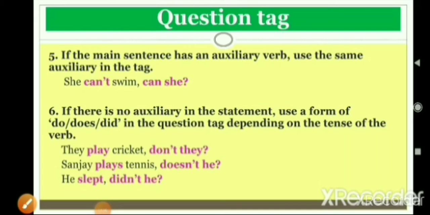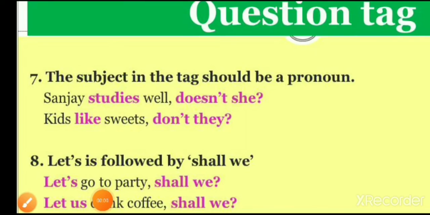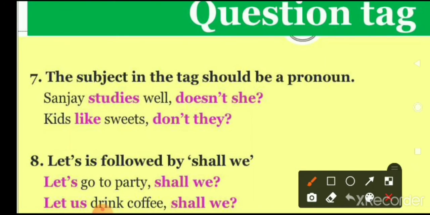So the question tag is didn't he. As I said, the subject in the tag should be a pronoun. Read the sentence. Sanjay studies well, doesn't he? Sanjay is a subject, studies main verb. So here the auxiliary verb is absent. Main verb is studies.